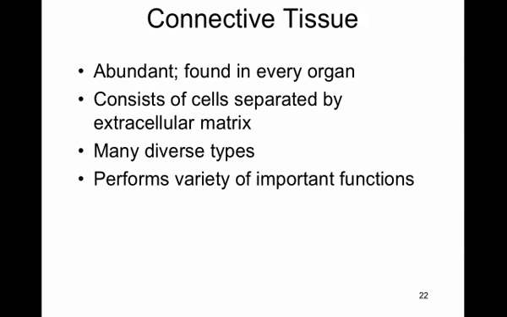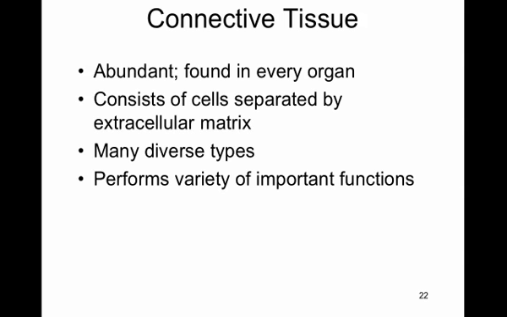Okay, so the connective tissue is what we're going to talk about today. We're going to talk about cartilage, bone, and blood. Basically, those are the types of connective tissue, and they're abundant. They're found in every organ.